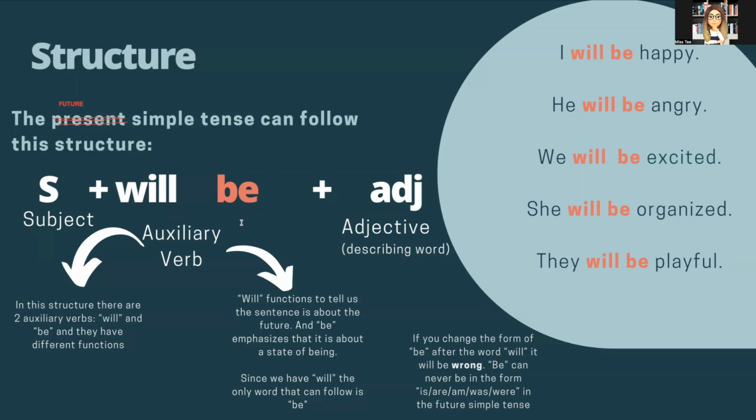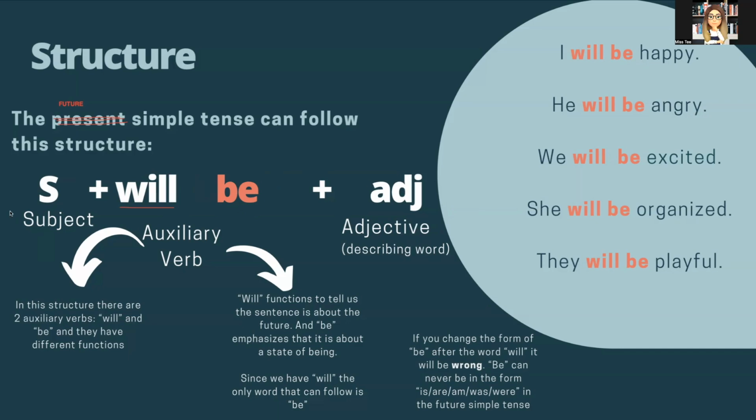So in that case, we are still focusing on the subject, and we're still having will, and will must only be in this case, but now we have be, and be tells us that we're doing the state of being, and the adjective is a describing word about that. So you might have a feeling in here, for example. She will be excited, for example. She will be happy. These things will follow the structure.